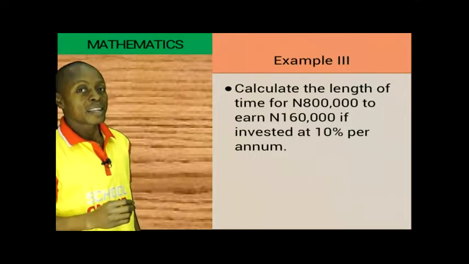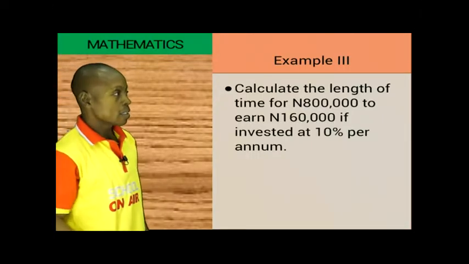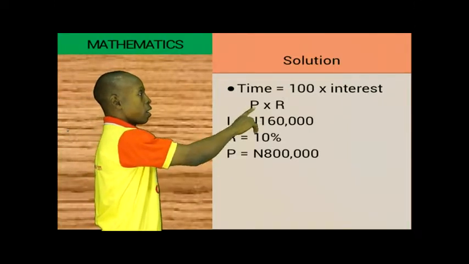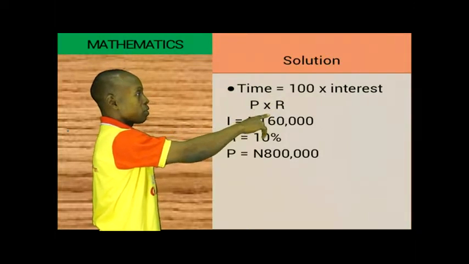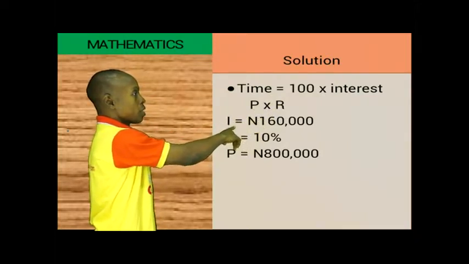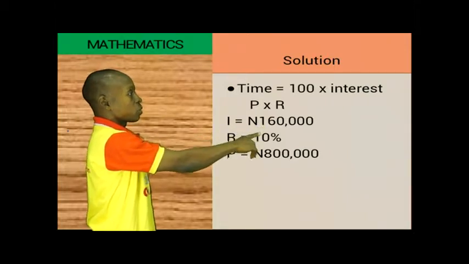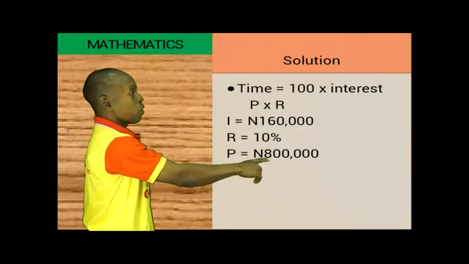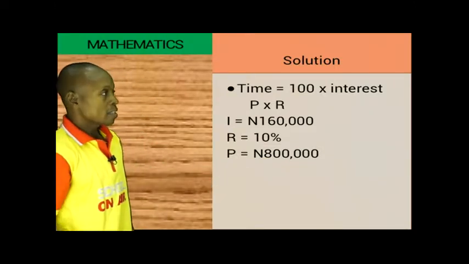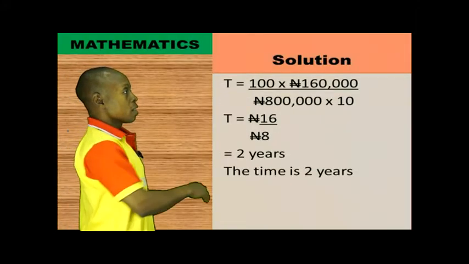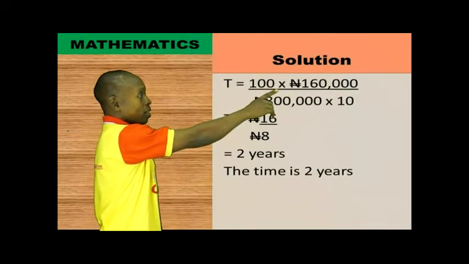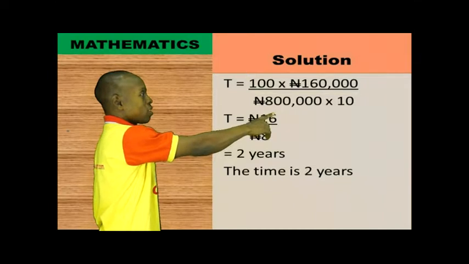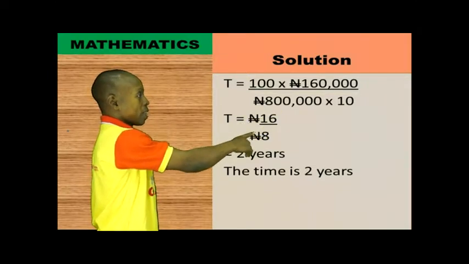So what length of time will that take us to get that? Let's write out the formula. The formula for time is equal to 100 times interest all over principal times rate. So interest is equal to 160,000, the rate is 10%, and the principal is 800,000 naira. So when we insert into the formula, time is equal to 100 multiplied by the interest, which is 160,000 naira, all over 800,000 naira multiplied by 10.